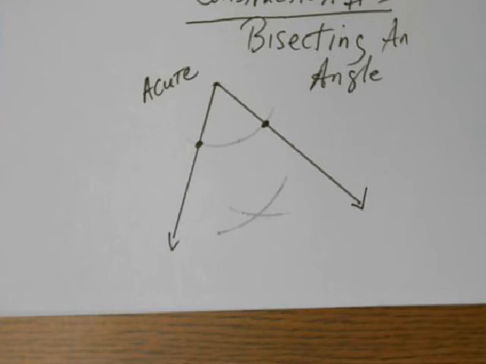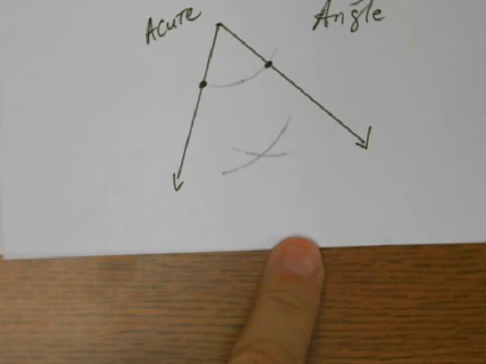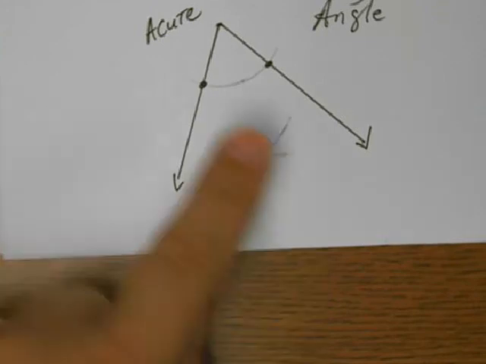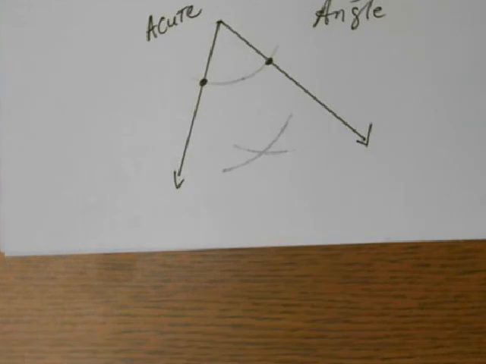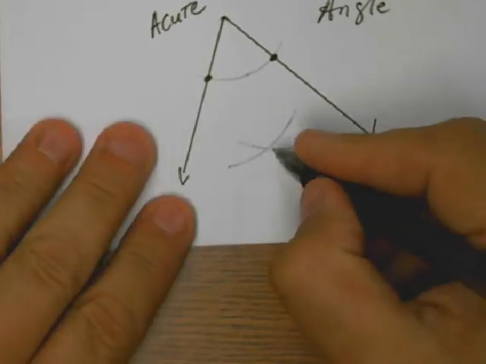It doesn't matter how wide your compass is. It could be really wide. Your point of intersection could be way down here, or up there. Doesn't matter. You want two arcs, one from each side, to get a point of intersection. One thing you have to be careful of: make sure your compass is wide enough that it gives you a point of intersection. Okay, that point of intersection, put a point.